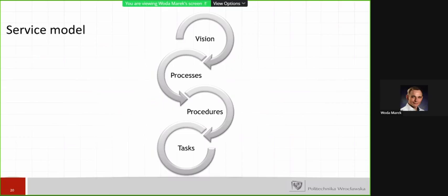And within these processes, into which the vision is decomposed, there are procedures. Procedures say that for maintaining that, we should do so and so. And for the procedures, there are tasks. These tasks are assigned to a person just to keep the machine going.